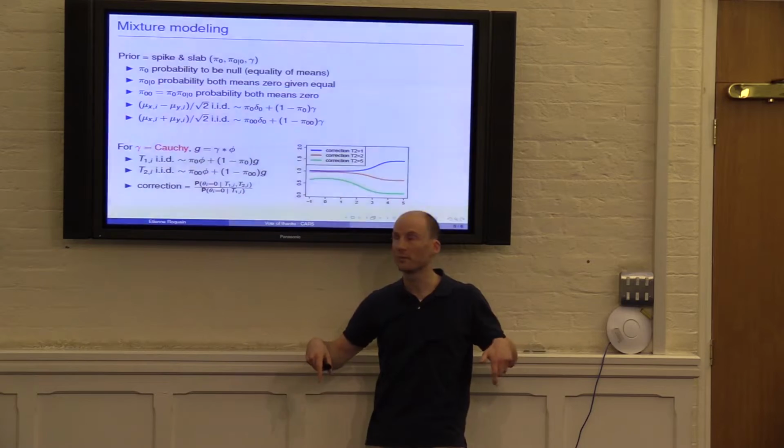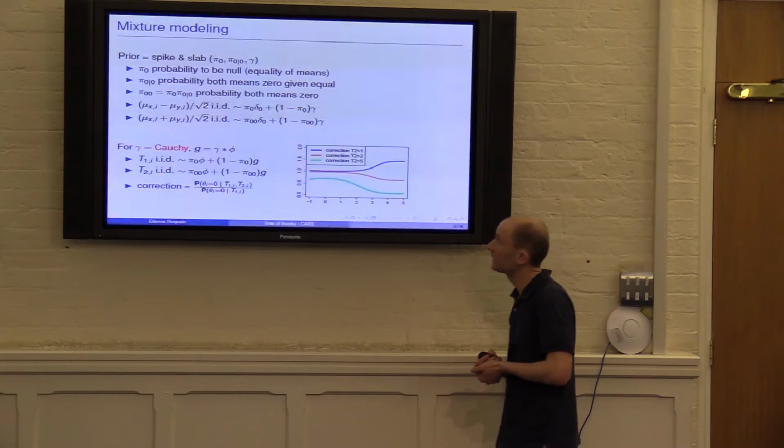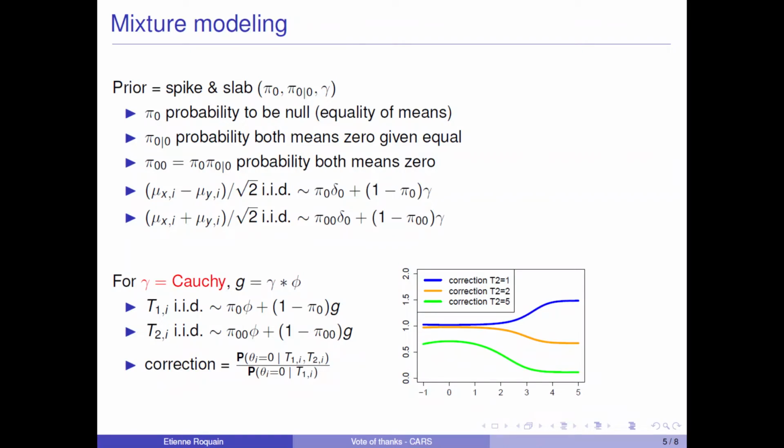And the point is, of course, we can try to estimate the slab gamma by making some kernel density estimators. But maybe one thing that we can do to stabilize the procedure is just to use a very simple pre-specified slab like the Cauchy density. So it has heavy tails. Okay, so let's take gamma equal to the Cauchy density, why not?